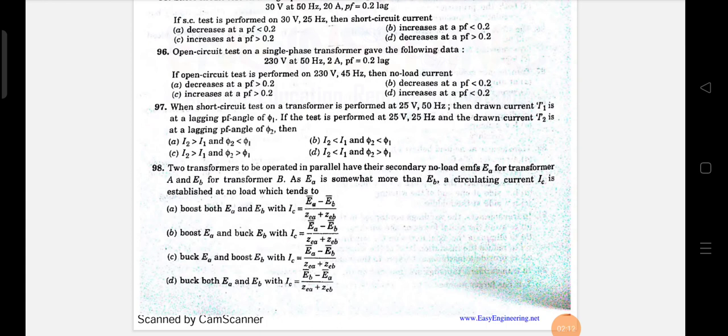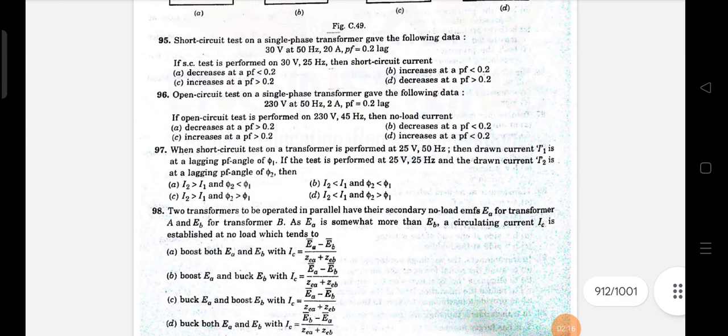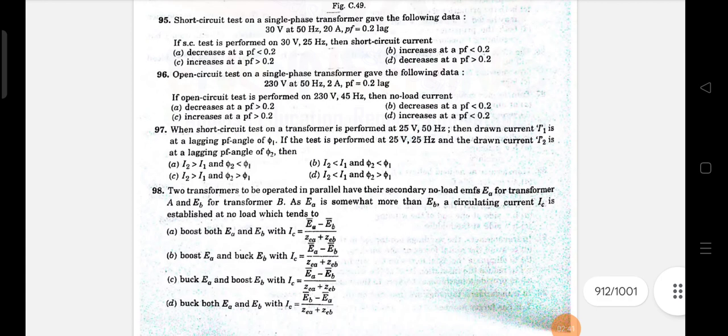Current increases, but power factor will reduce, that is less than 0.2. This power factor depends upon loaded and unloaded condition. Now see here, in the previous question the short circuit test is always conducted in loaded condition. Under loaded condition the power factor is approximately 0.8, that means power factor is greater than 0.2. Here the open circuit test is always connected at no load, that means the secondary is open circuited. Under no load condition the power factor is less than 0.2. So current increases, but power factor is less than 0.2. From the given options, the fourth option is correct.